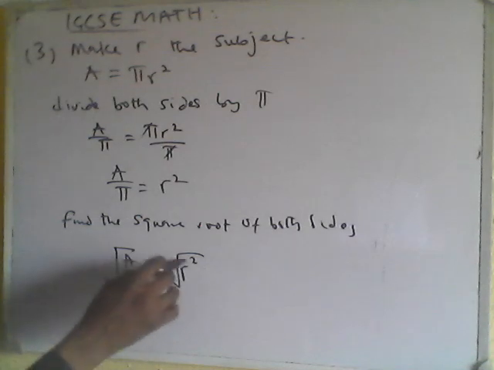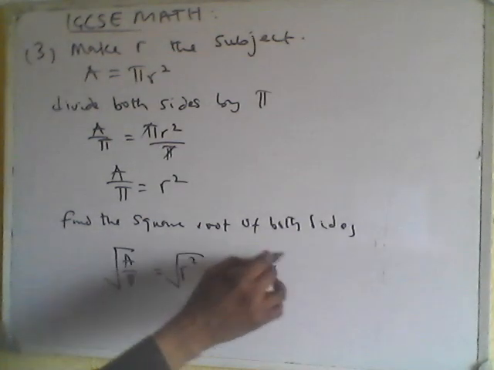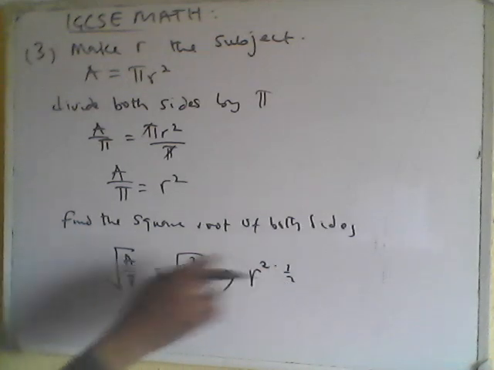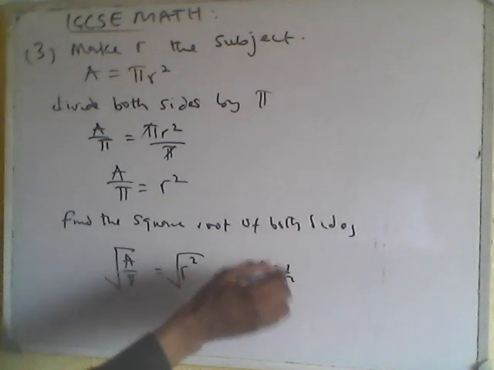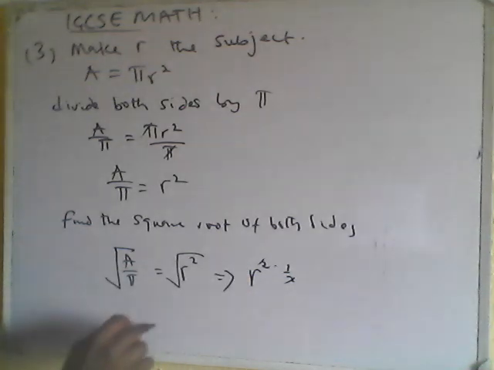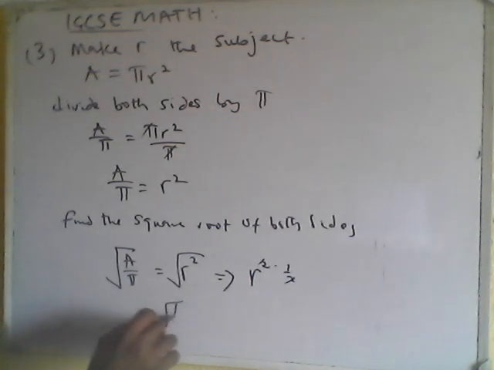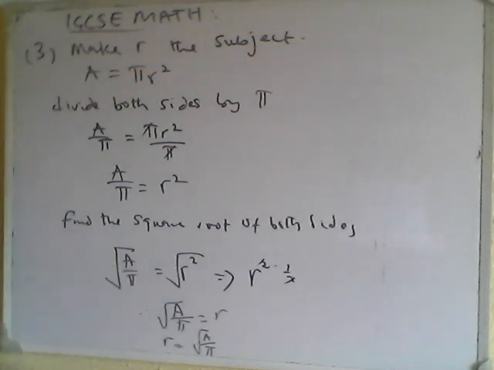In fact, this expression here is the same thing as saying r squared raised to the power of 1 over 2. So this square root is raised to the power of half, because raised to the power of half is square root. So 2 will cancel 2, I'll remain with r. Therefore, root a over pi is equal to r, or r is equal to root a over pi. So the thing is that you're making sure the formula should stand alone without being attached to any other variable.